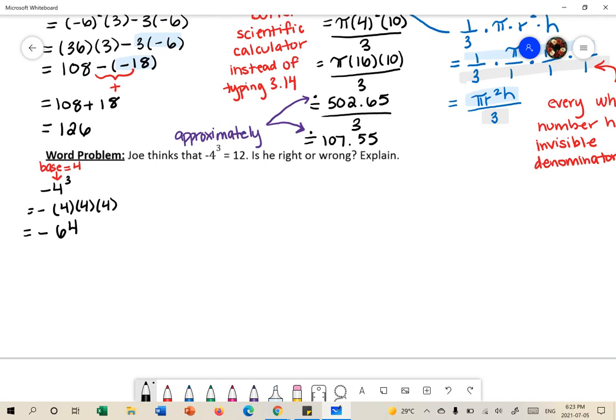So I think what Joe did here was, I think he multiplied the exponent. So I think he multiplied 4 times 3 to get 12 instead of multiplying 4 by itself 3 times.